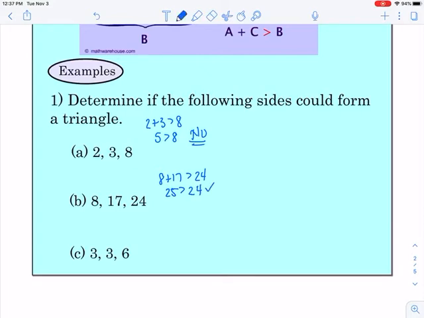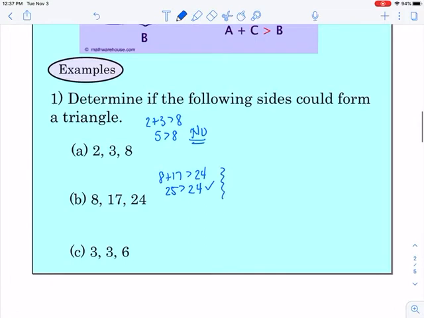So the first inequality holds true. Again, I need all three inequalities to hold true. I just had 24 over on the right-hand side, so how about we put that 17 over on the right-hand side now? If I do 8 plus 24, I need to know if that's greater than 17. And 8 plus 24 is 32, and 32 is greater than 17. So again, that one holds true.